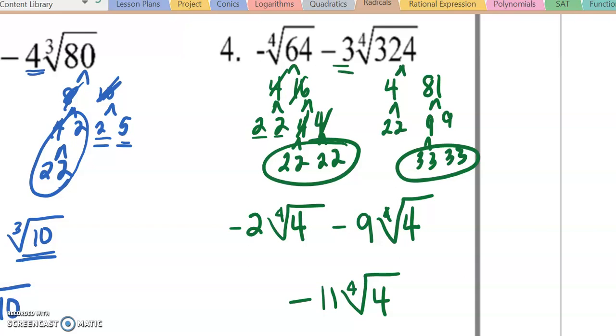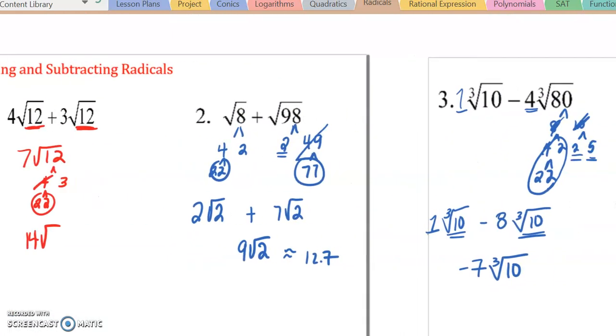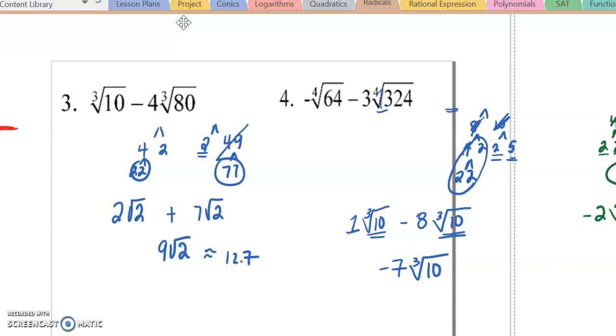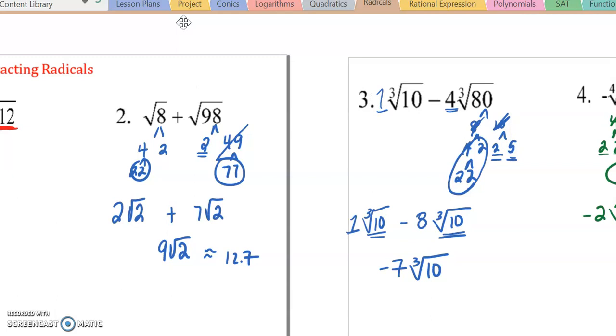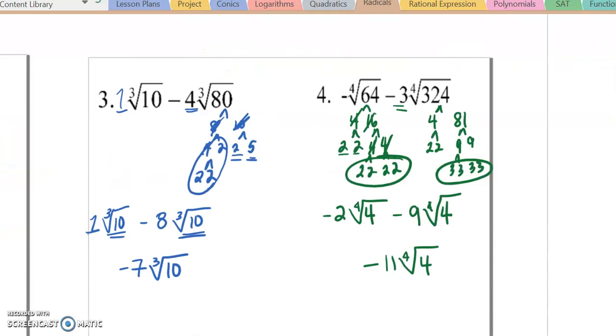So all you have to remember when you're adding or subtracting a radical, that the radical or radicand has to be the same. And that goes off the same rule of thumb as with exponents. So if they are the same, we can add them together. If they are different, you cannot.